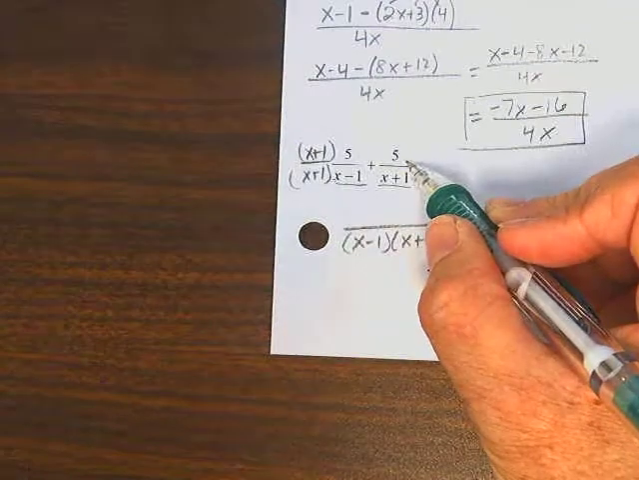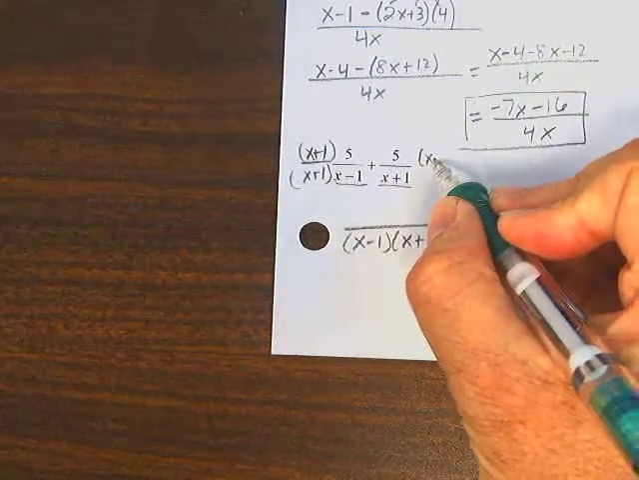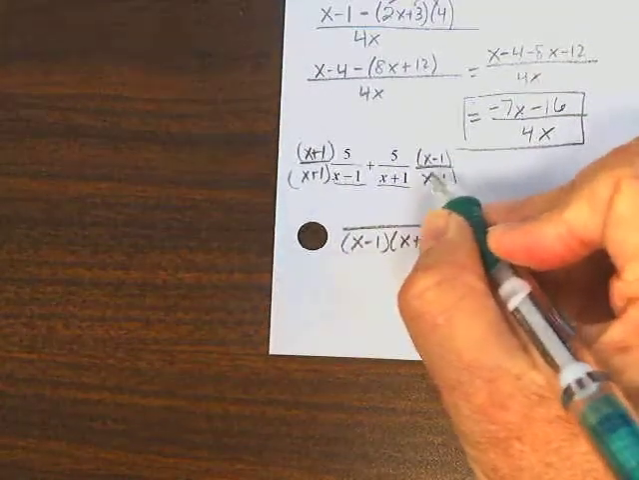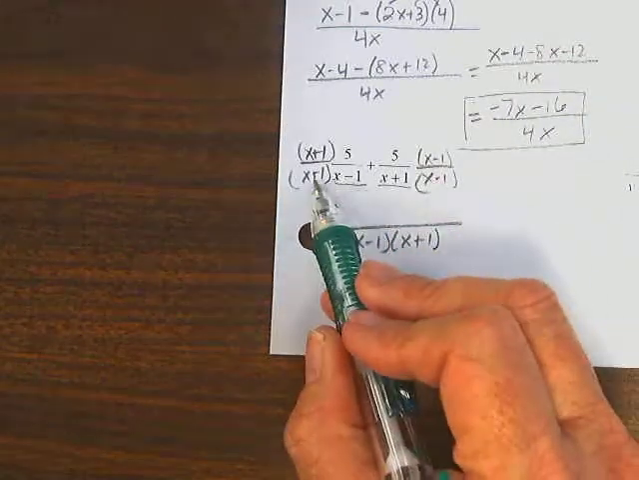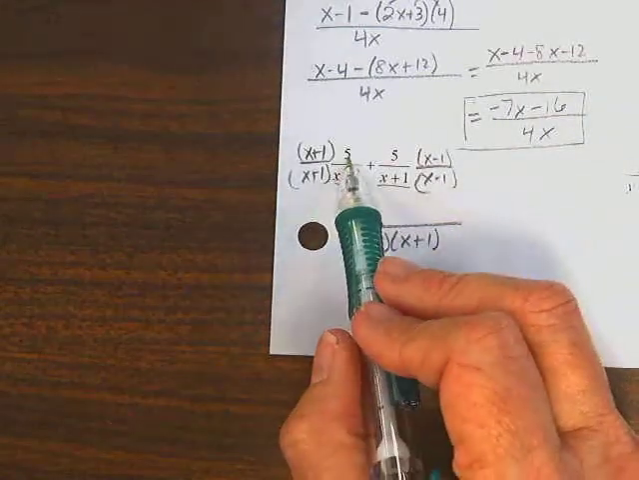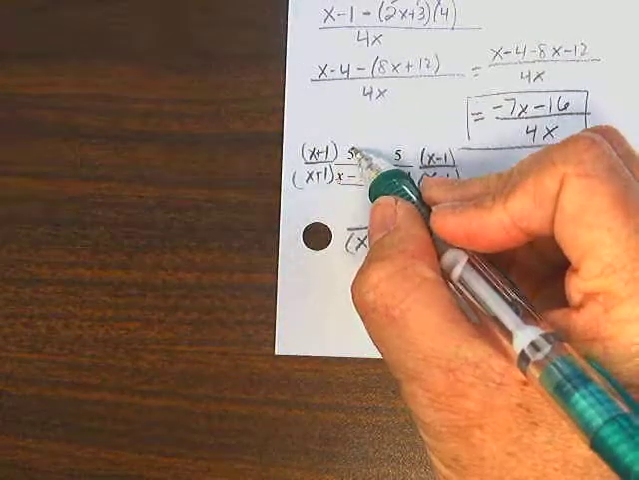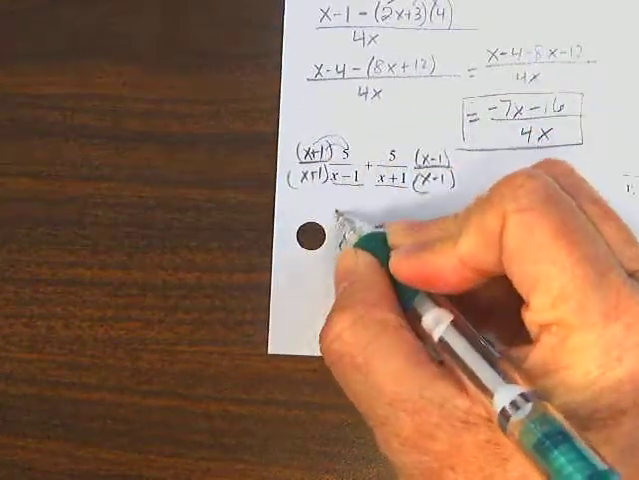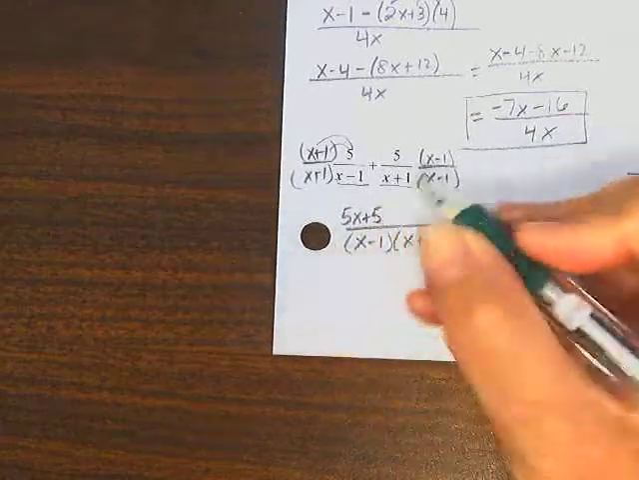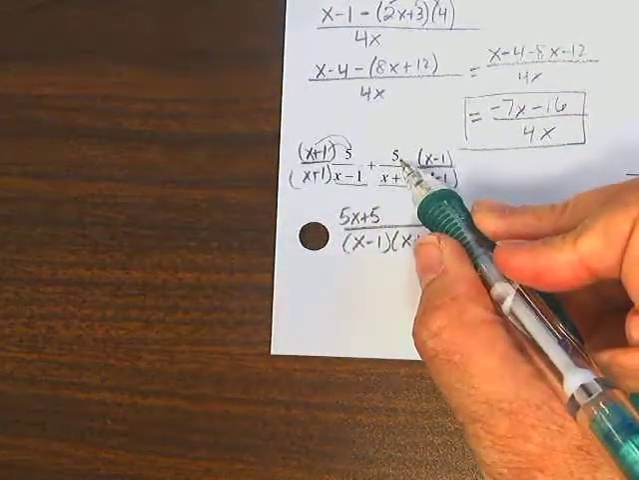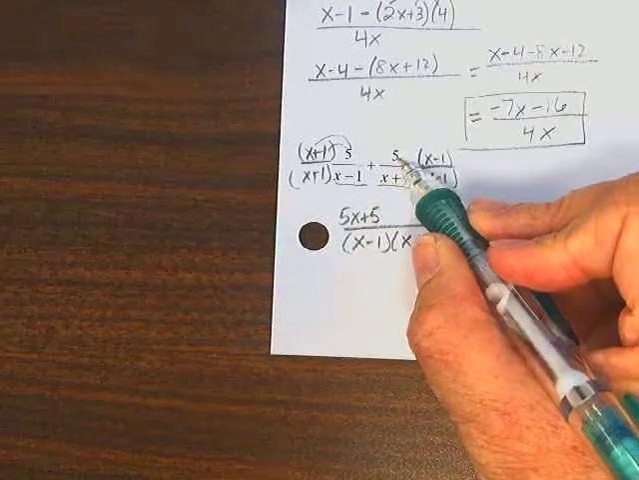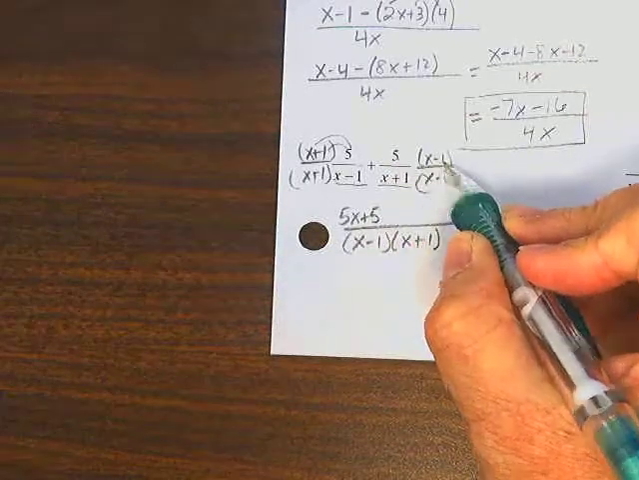The fraction on the right, I need to multiply by x minus 1 over x minus 1. So my denominators, we've already got written down. My numerator, I'm going to have x plus 1 multiplied by 5. So let's distribute that 5, and we get 5x plus 5. And we also have to distribute the 5 over here.